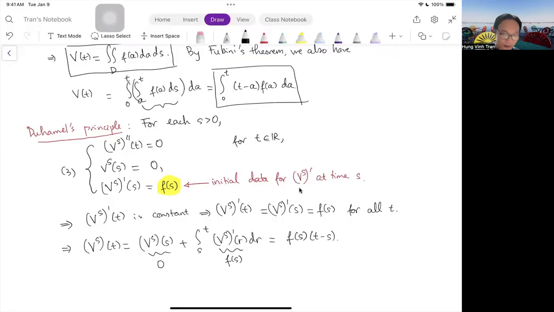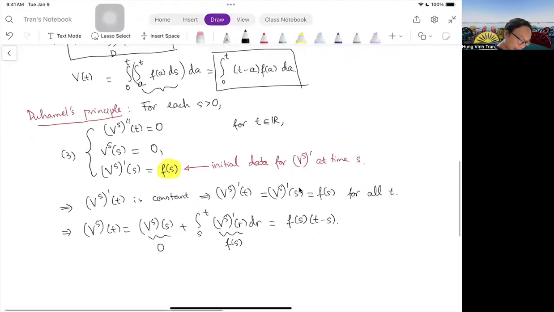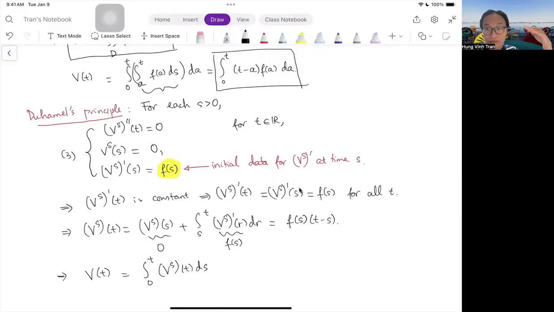Just the interval of integration. And now you can see that when we single out each of the source terms as an initial condition, we run it, and then eventually we have to sum all the contributions together to get back the v, right? So v of t is nothing but the summation of all contributions, which is the integral from 0 to t of v_s of t ds, right? Because that's the contribution for each s, and I sum it up from time 0 to t.